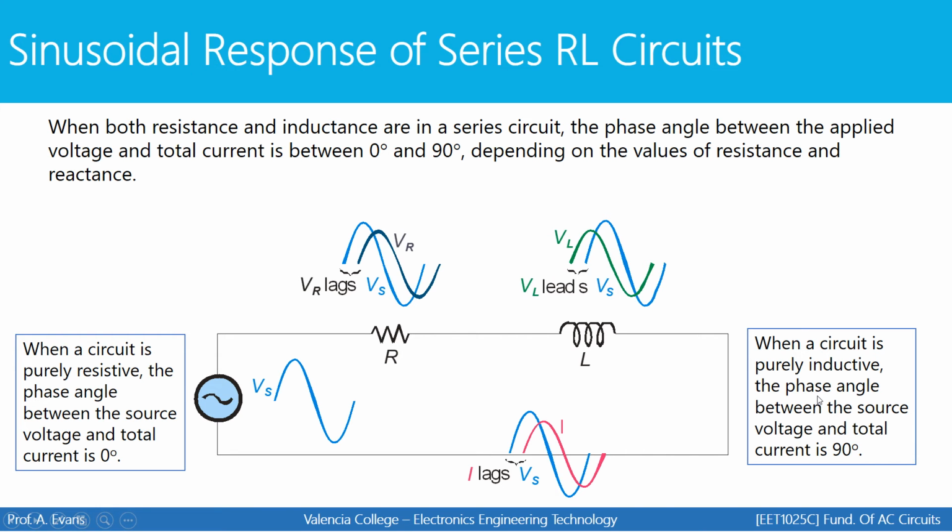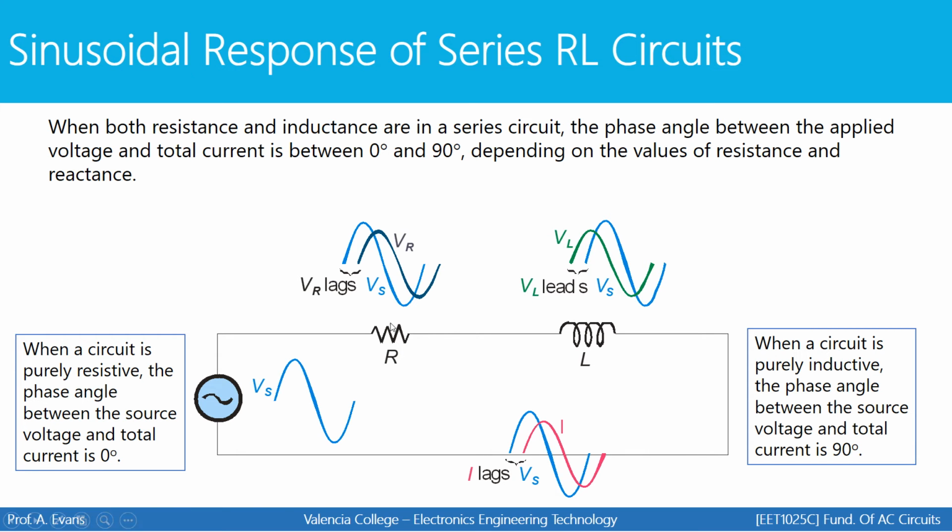So when we have an RL circuit, here are some of the relationships that we're going to see. The voltage across the resistor is going to lag the source. The voltage across the inductor will lead the source. The current in the circuit will lag the voltage. These are the relationships that you are going to observe, and the reason why we need to know these relationships is because it helps us to check our work.